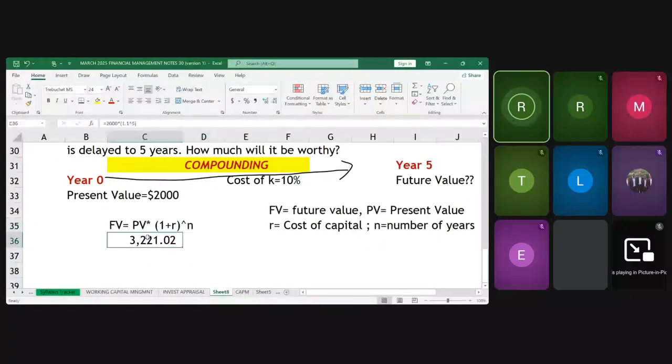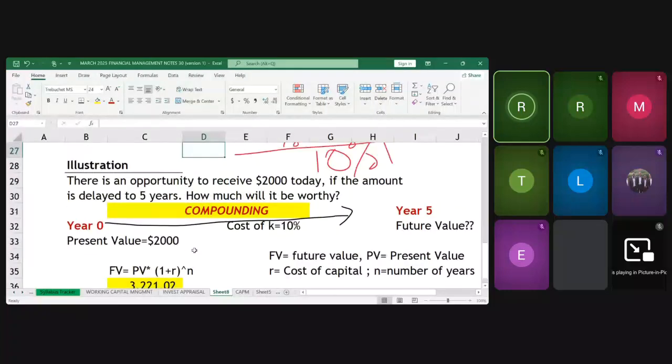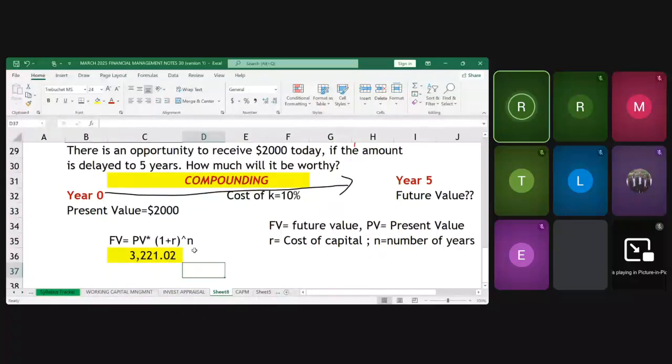A dollar today is worth more than a dollar received tomorrow. So if we are to wait until it's 5 years, we would want the person to give us more, instead of giving us 2,000. So 2,000 today is equal to 3,221.02 in 5 years' time. So moving forward is compounding.